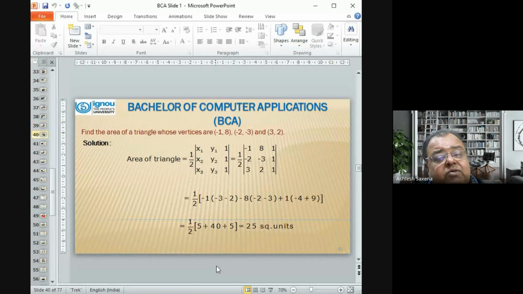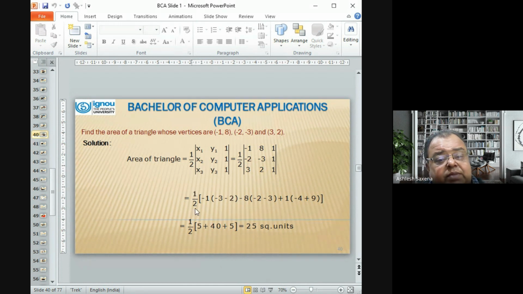First of all, we will find out the area of a triangle whose 3 vertices are (-1, 8), (2, -2), (-3) and (3, 2). You can see how it is being solved. If you remember, this is the same step. This is the standard result. We will be replacing x1, y1 by these numbers: -1, 8, 1; -2, -3, 1; 3, 2, 1.